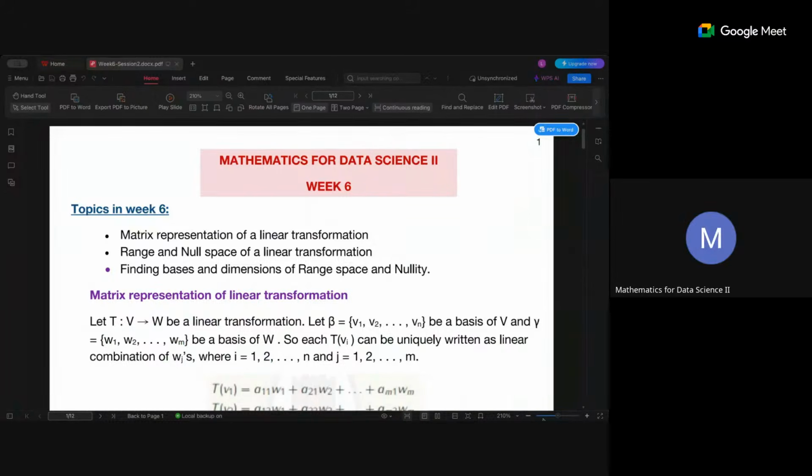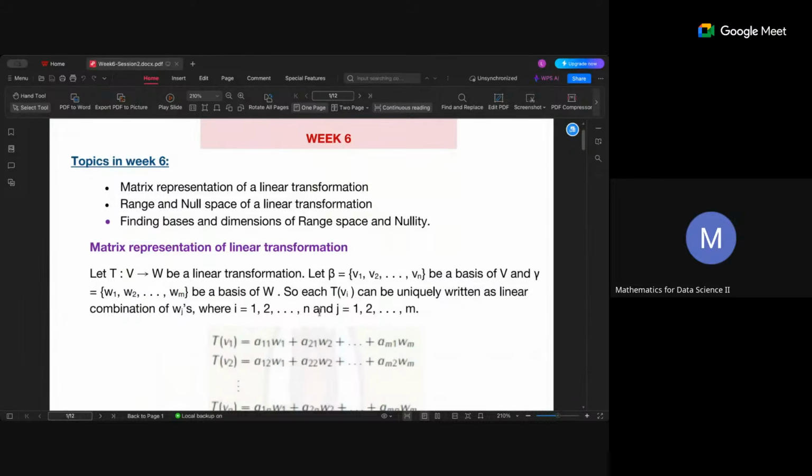All right. So you have already seen what the matrix representation of any linear transformation is, right? Given any linear transformation, we can do the matrix representation with respect to whatever basis you have. So this topic is clear for everyone, right? Matrix representation.